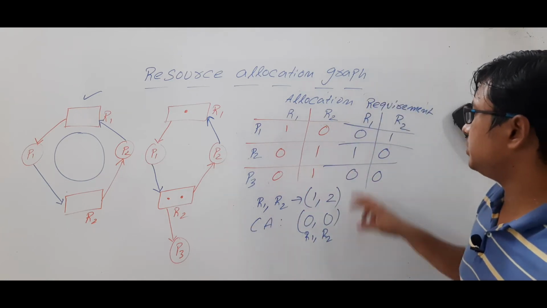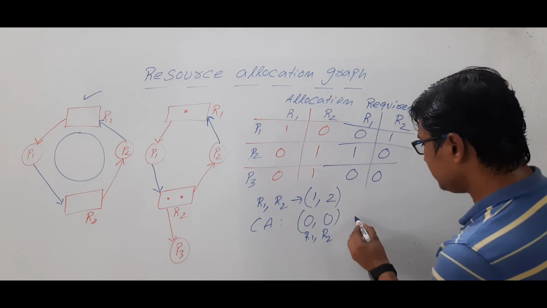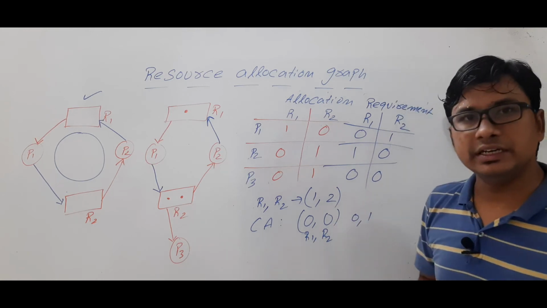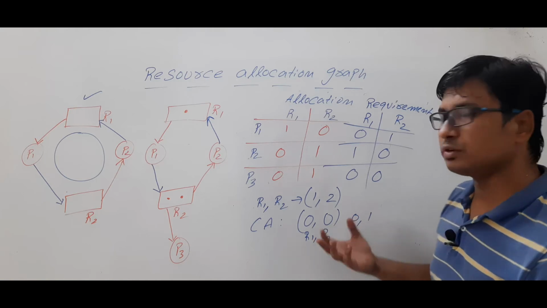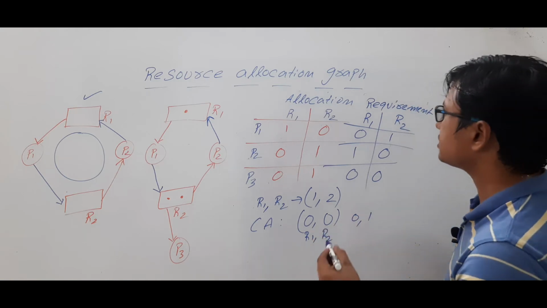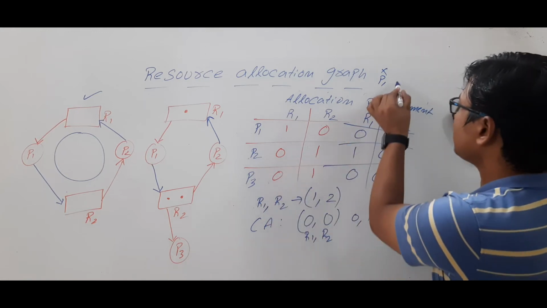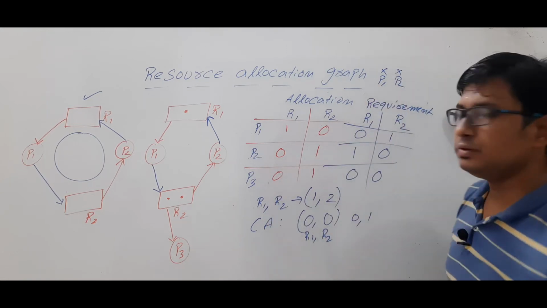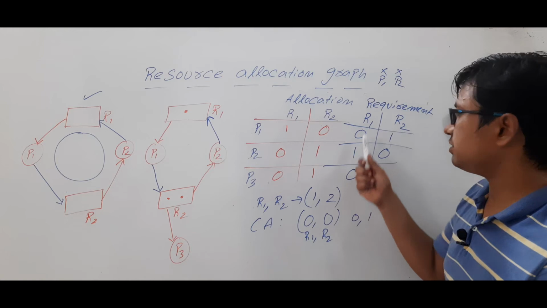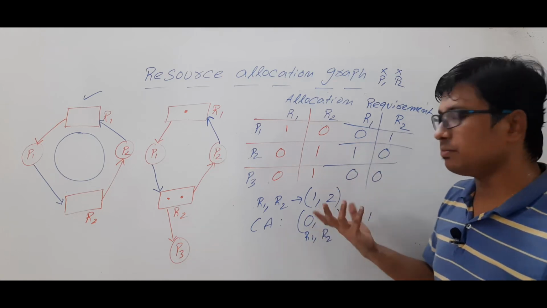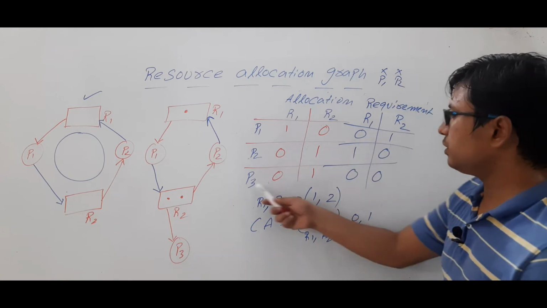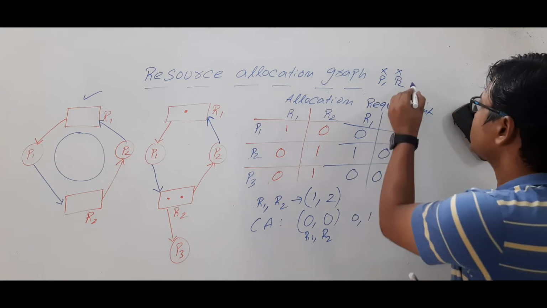Look at the process P1. The need is 0, 1, meaning that it needs one instance of resource R2, but we don't have. So we cannot satisfy the requirement of process P1 currently. Similarly, can we satisfy the requirement of process P2? No, because it is asking for one instance of resource R1, but we don't have. Is it clear?